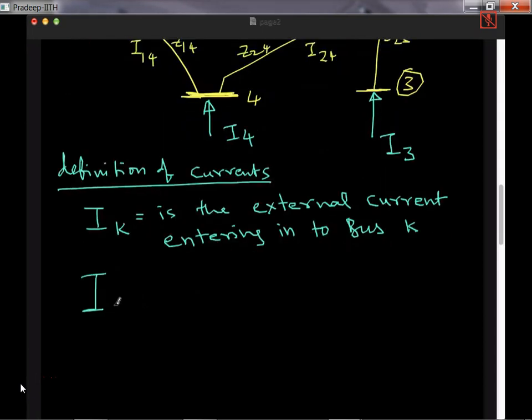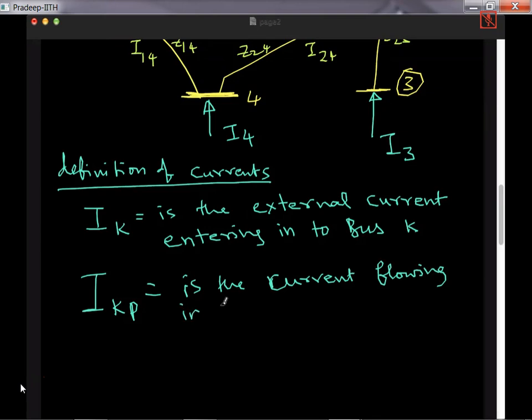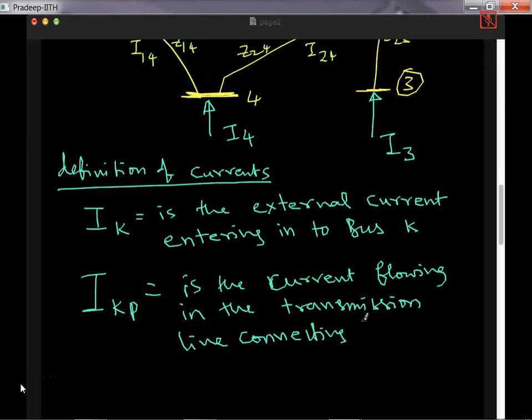So for example, Ikp is the internal current, or let me call it, the current flowing in the transmission line connecting bus K and P. So that is the notation KP. So for example, I24 is the current in the line connecting bus 2 and bus 4.